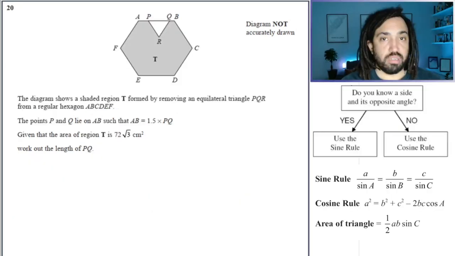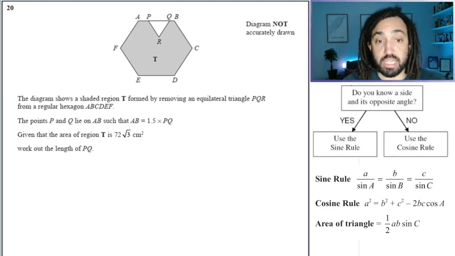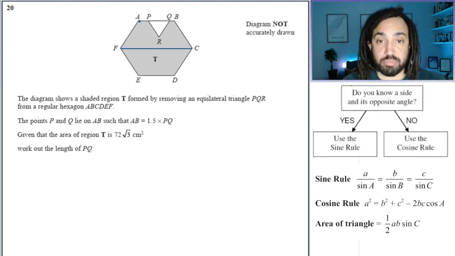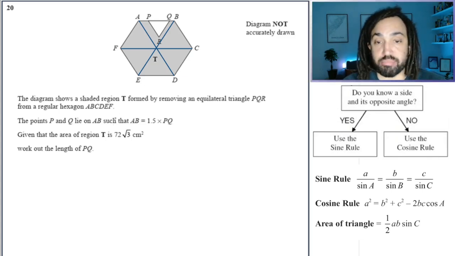Bosh. Okay, next one is super tricky, really tricky question this. We have a shaded area T formed by removing an equilateral triangle from a regular hexagon. Now, the first thing that I know is that a regular hexagon can be split up into 6 equilateral triangles, like so. So I think that might be quite helpful, given that we've already got an equilateral triangle in here.